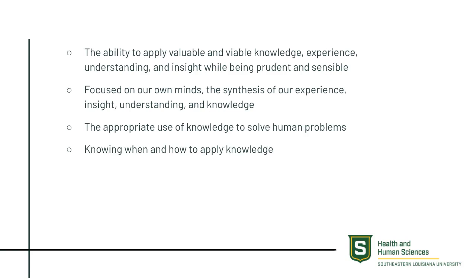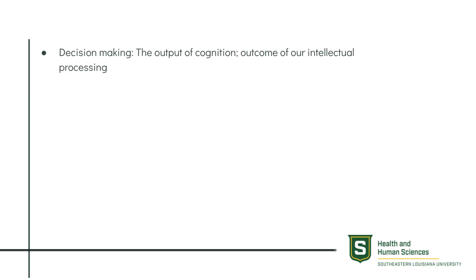So it's the ability to apply valuable and viable knowledge, experiences, and understanding, while being prudent and sensible. To put it in a nutshell, it is the appropriate use of knowledge to solve human problems, or knowing when or how to appropriately use knowledge. That is what we think about when we're thinking about wisdom.